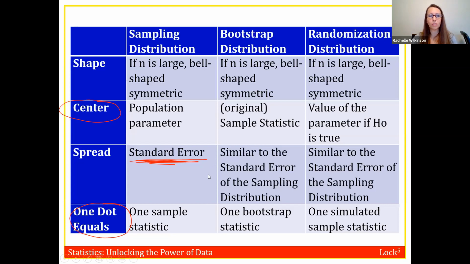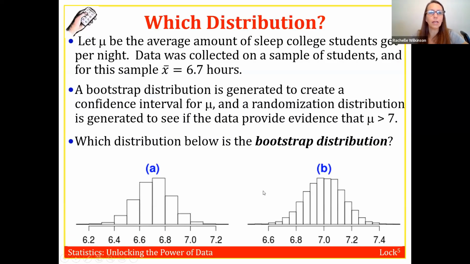Okay, so I have a couple more questions for you to see how well you understood all those comparisons that we just talked about. Here's my question. Let mu be the average amount of sleep college students get per night. Data was collected on a sample of students, and for the sample, X bar was 6.7 hours. A bootstrap distribution is generated to create a confidence interval for mu, and a randomization distribution is generated to see if the data provide evidence that mu is greater than 7.